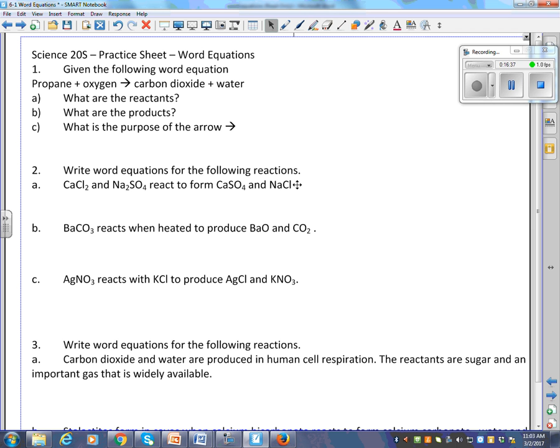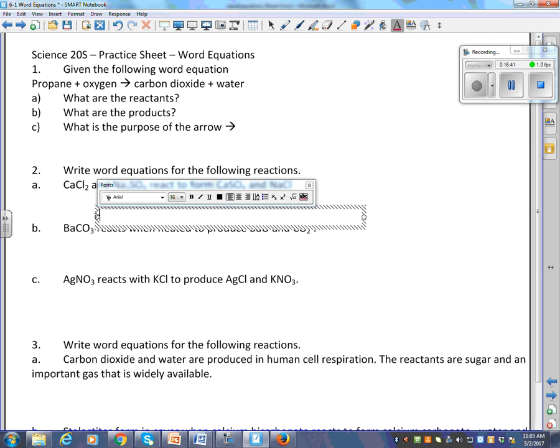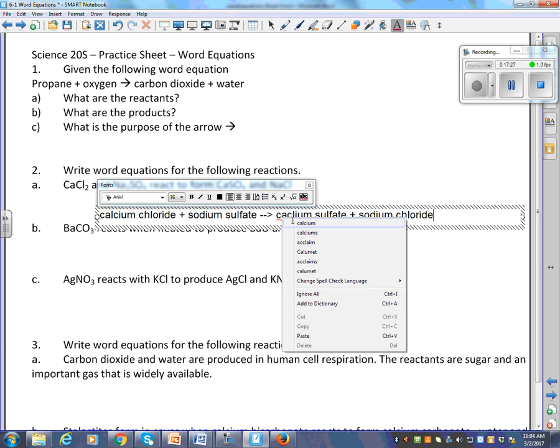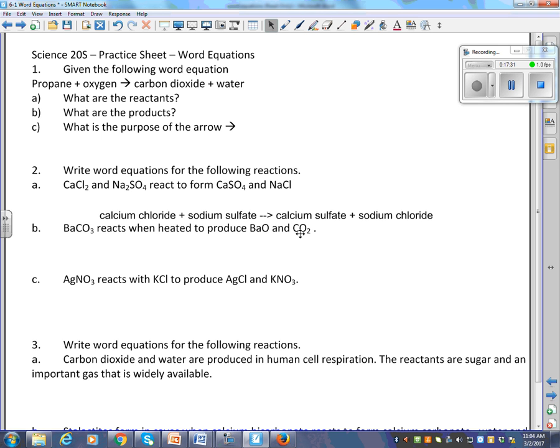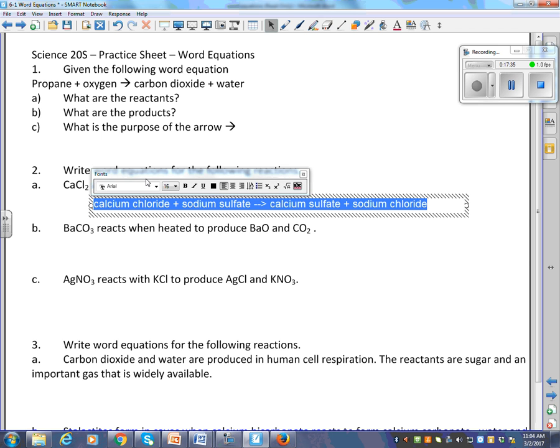So you have to know what CaCl2 is. Well, that would be calcium chloride, right? And Na2SO4 would be sodium sulfate. That's right. That's from that list of things we had last unit. Gives you an arrow. What do we got? CaSO4. So that would be calcium sulfate plus NaCl, that would be sodium chloride, right? I'll put it in blue so we can see that it's different.